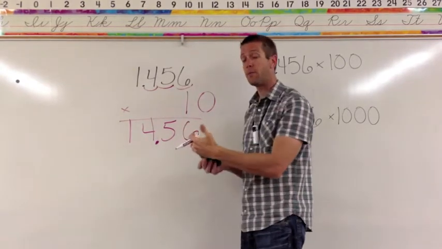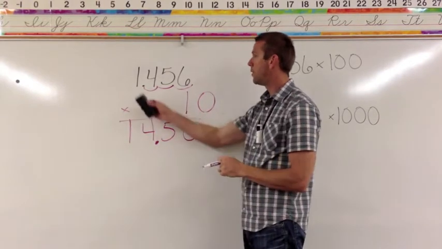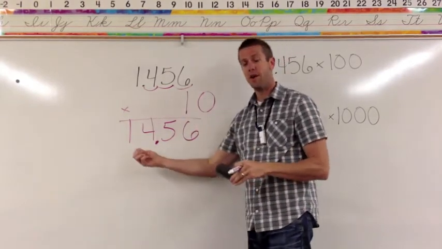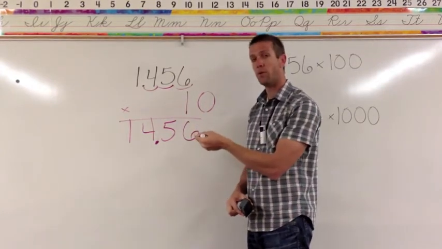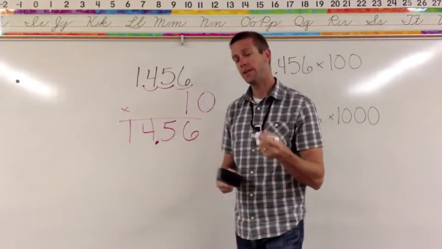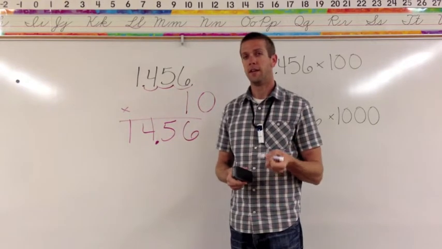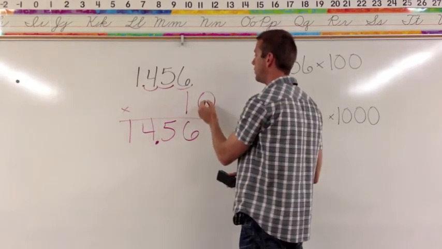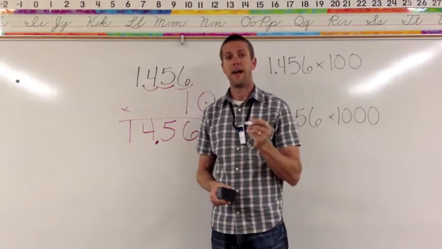Remember we did that in a previous lesson where we attacked the zeros from both sides. So I had 1456. I still have 1456. The only change? The decimal was in front of the 4, now it's after the 4. How many times did it move? It only moved once. How many zeros did I multiply it by? 1. And that's the pattern.